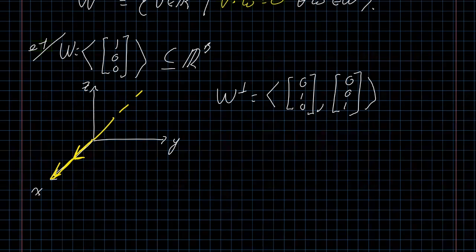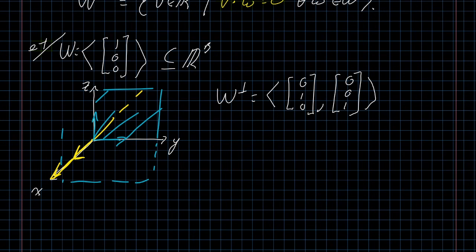I claim to you that the orthogonal complement of this vector space is the span of the vectors in the y direction and in the z direction. So that's all of the vectors in the two-dimensional plane, the YZ plane. Now, just claiming it isn't enough. Let's go and prove that that's the case.